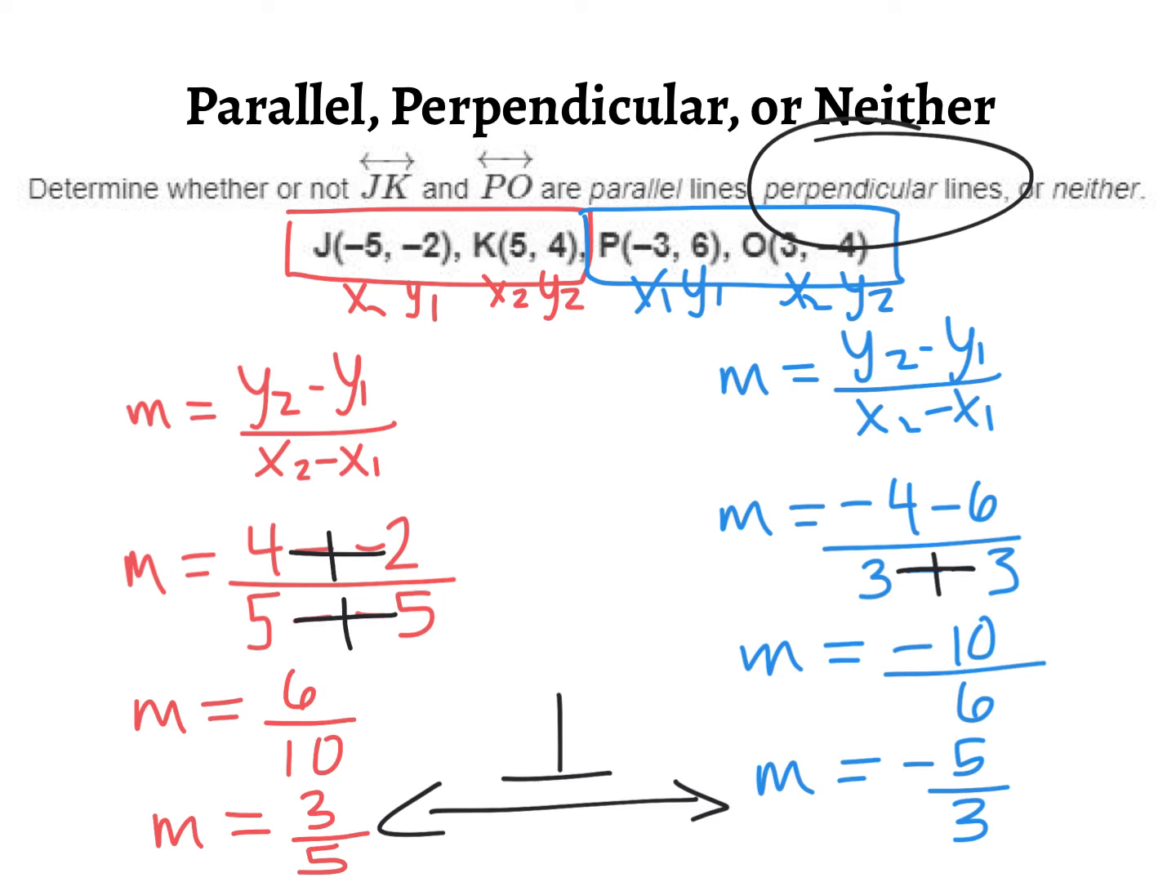So I found the slope of JK, I found the slope of PO, and I compared them. Notice how the slope got flipped and the sign changed. That is the rule of perpendicular. Let's try one more and call it a day. Feel free to pause this video at any time, give it a try yourself, and compare your answers with me.